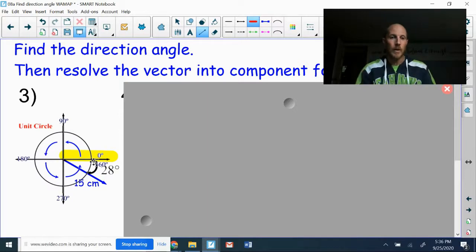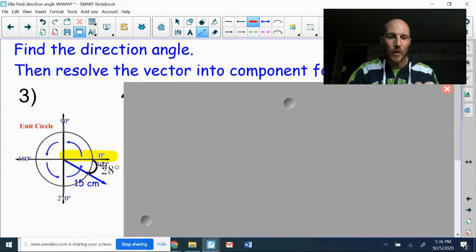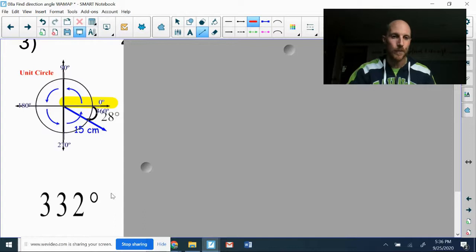If I start from the positive side of the x-axis, in order to rotate the shortest possible way to get to where that vector is, I had to go against the flow of these little swirly arrows, right? So that means I'm going the opposite direction. Opposites are always negative. Okay, so I'm going to subtract. Since this measurement started from where 360 degrees is, and I'm going the opposite direction, I'm going to subtract 360 minus 28. And some quick mental math is 332.